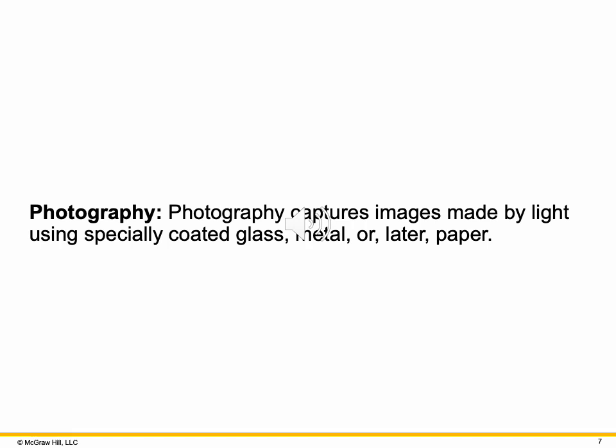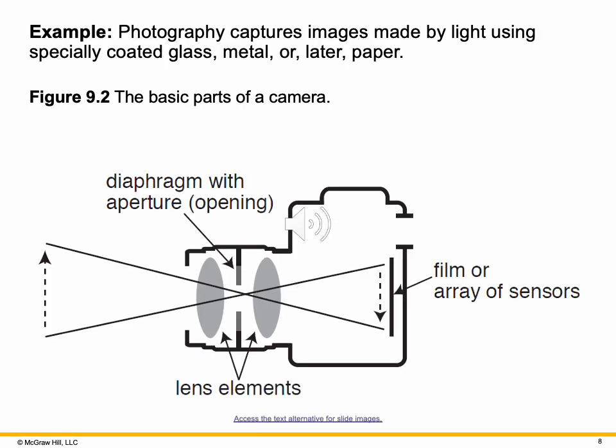Photography. Photography captures images made by light using specially coated glass, metal, or paper. Despite the sophistication of modern photographic equipment, the basic mechanism of the camera is simple, and it is no different than the camera obscura. A camera is a light-tight box with an opening at one end to admit light, a lens to refract or redirect and focus the light, and a light-sensitive surface to receive the lighted image and hold it.